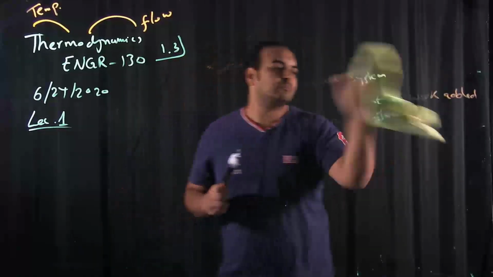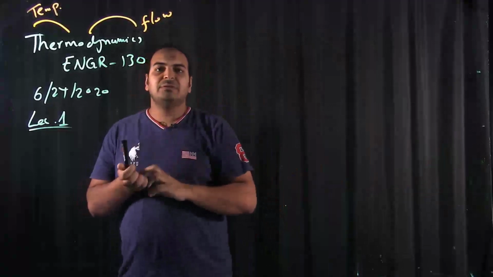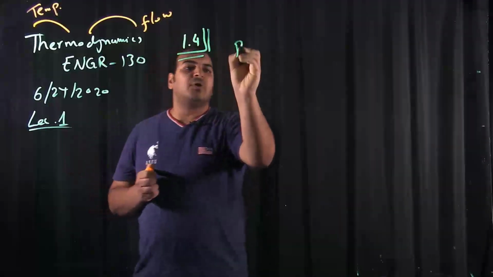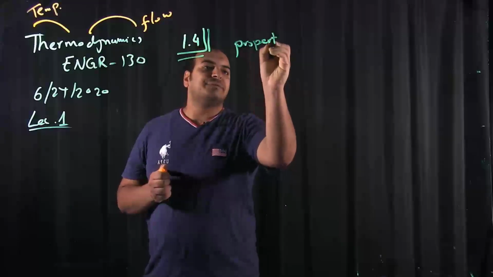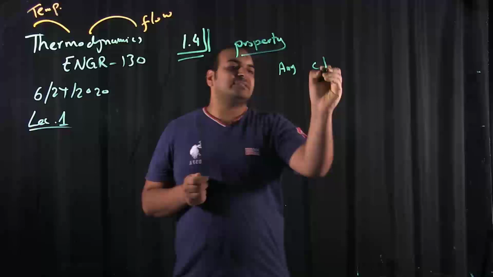Okay? Section 1.4, we're going to talk about properties. A property is a characteristic of a system. Property is any characteristic.